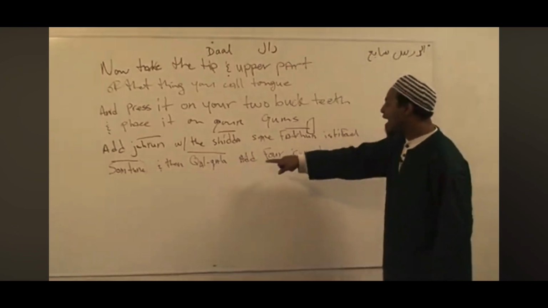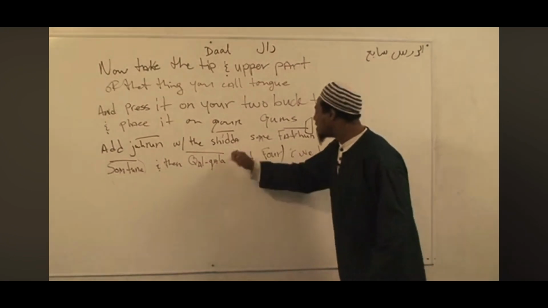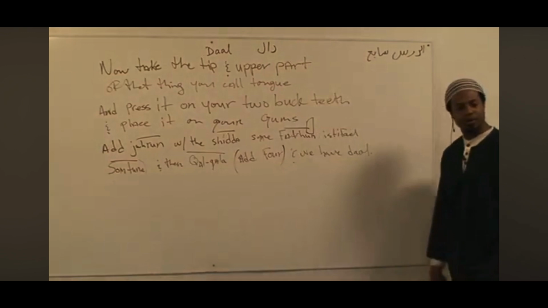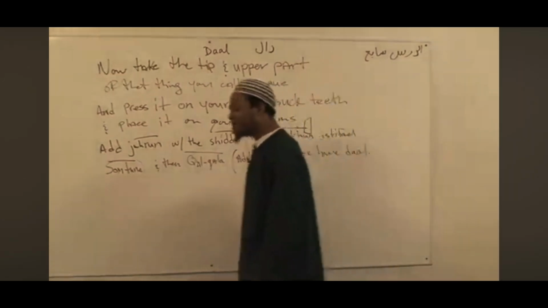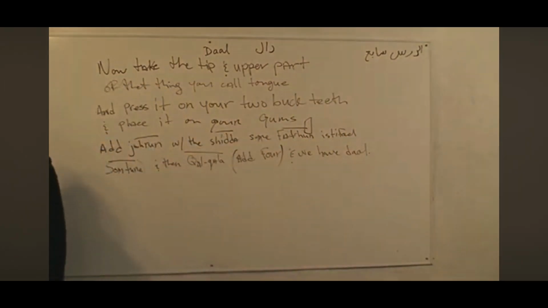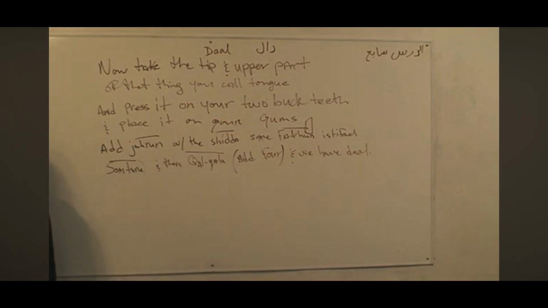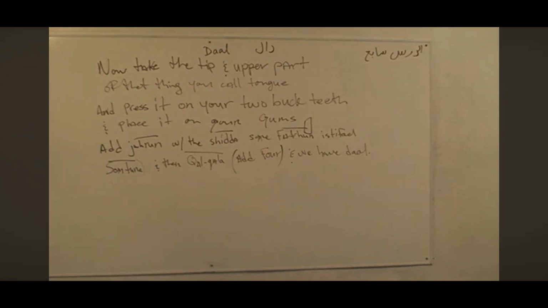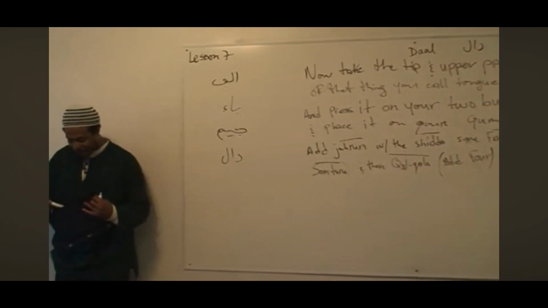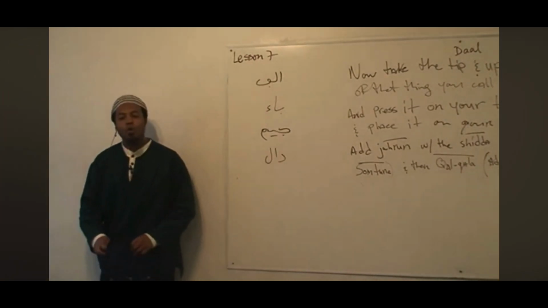Okay, samtun and then qalqala, add 4. What does he mean here when he says add 4? And we have dal. What does that mean? It's the numeric. Every letter has what? Every letter has a numeric value. So then the dal, he lets you know that the numeric value for dal is 4.